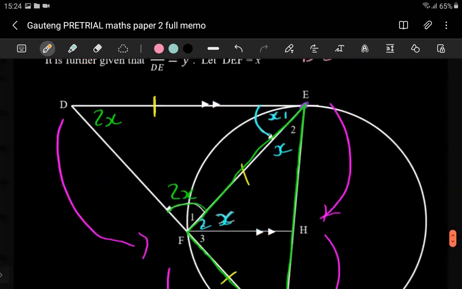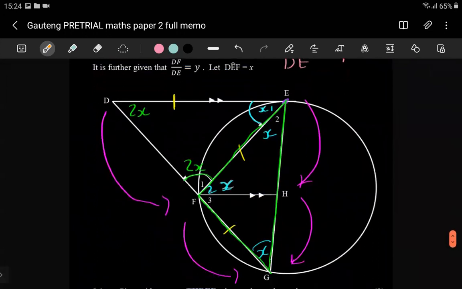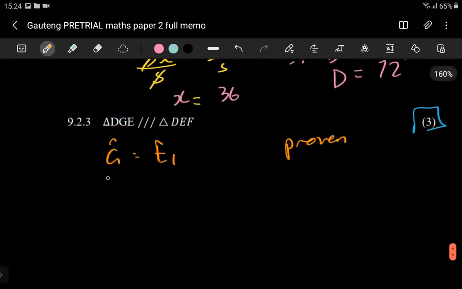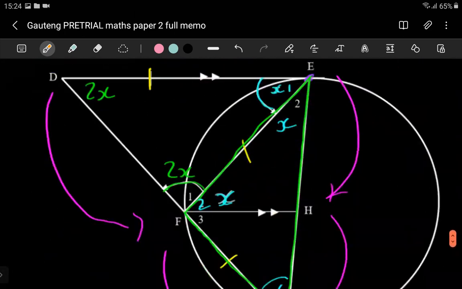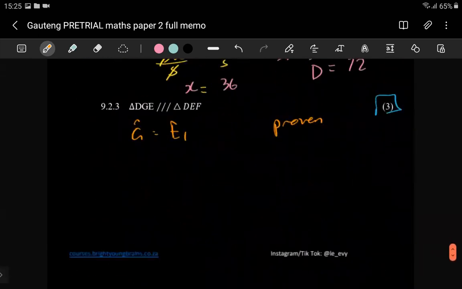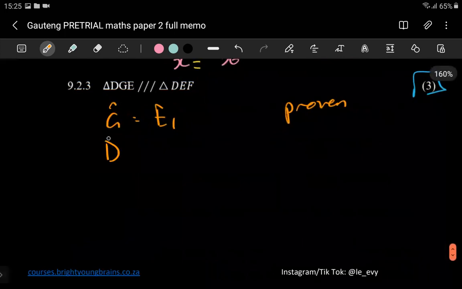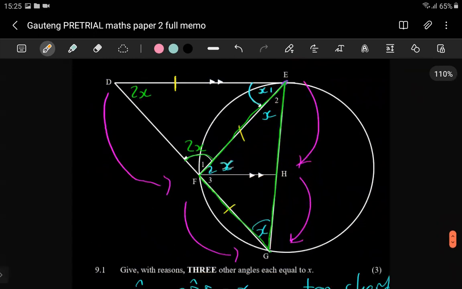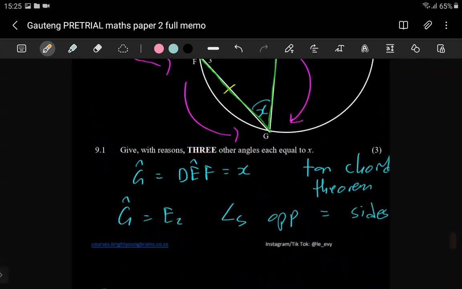Now we need to tell them that this angle is equal to that one, and D is a common angle there. They both have D, the big triangle and the small one. So here, D, common angle. So you've shown that 2 pairs of angles are equal. The third pair, you can say it's equal because of interior angles of a triangle. So we used E, we used D. Now we can say F1 is equal to the whole of angle E.